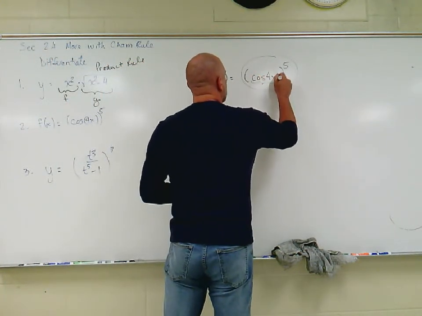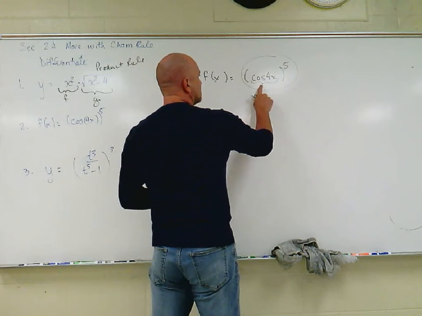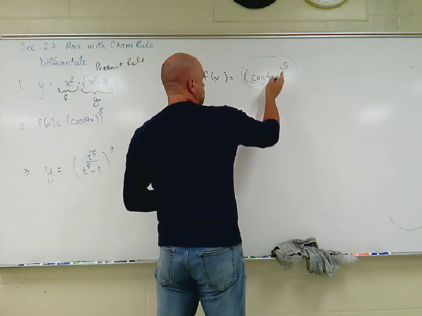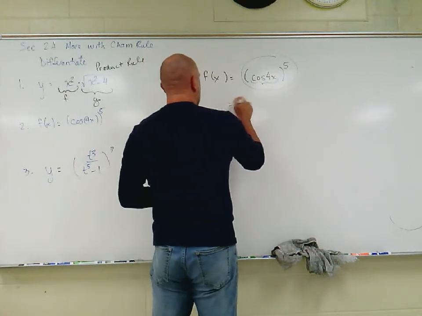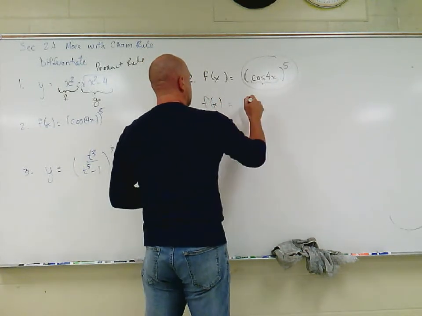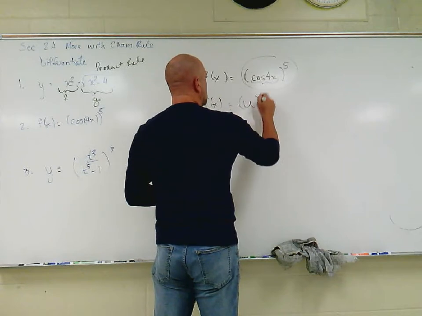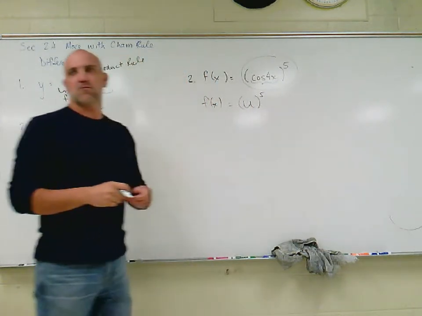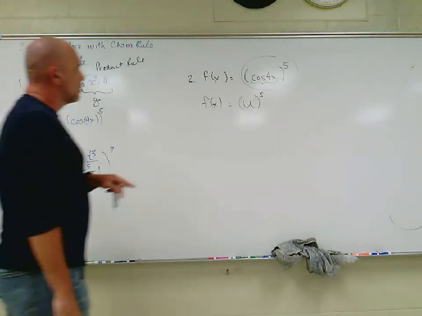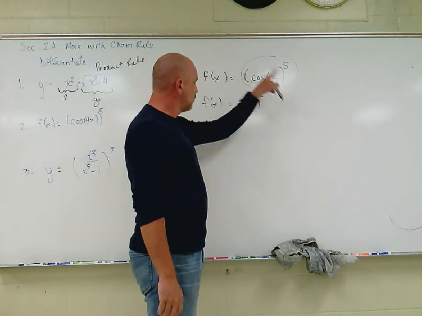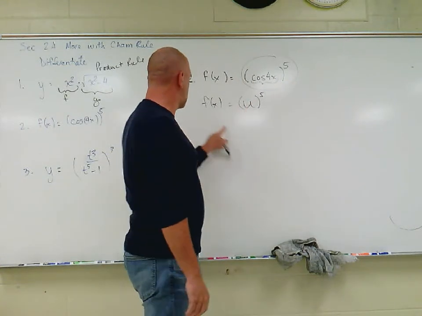So if it's power rule, then I'm going to call the inside of this what? What would you maybe want to call this? U. Okay. So again, I'll make a template and just say that this is u to the 5th, not cosine of 4x to the 5th. It's u to the 5th. Now once I get the overarching theme, what it is, then I'm going to go and do the derivative.